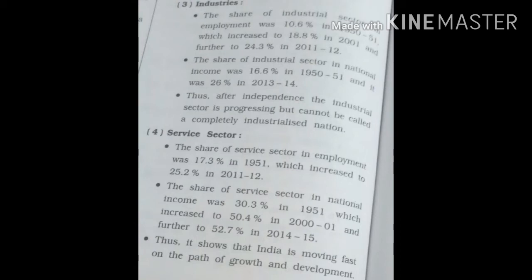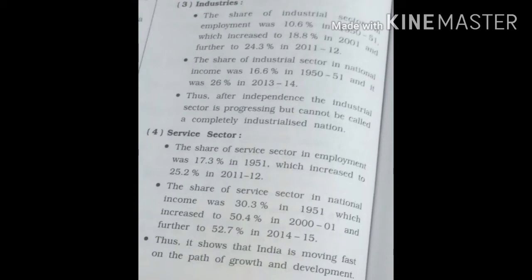If we see contribution in national income, then in 1950-51, the industries had their share of 16.6%, and this has increased to 26% in 2013-14. This is from CSO, that is Central Statistical Organization, from where we got the data. Today, 2/3 of the export earnings are earned from the industrial sector. Although the industrial sector is progressing, India cannot be called a completely industrialized nation.